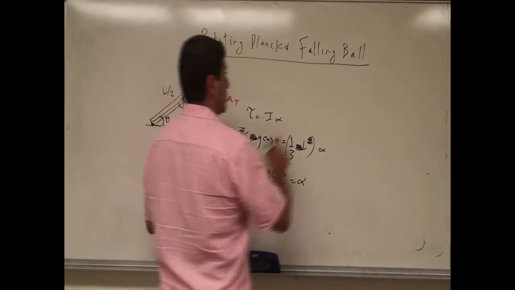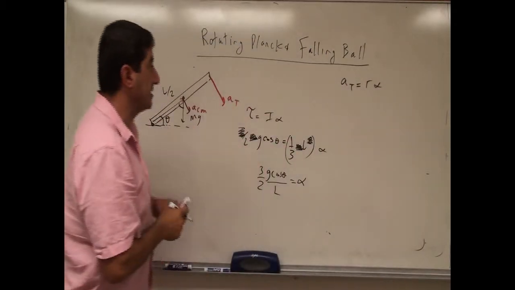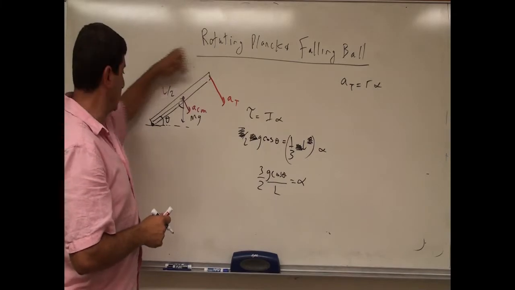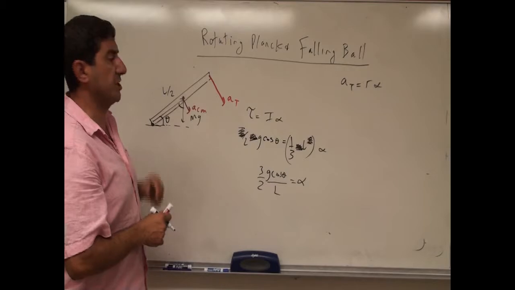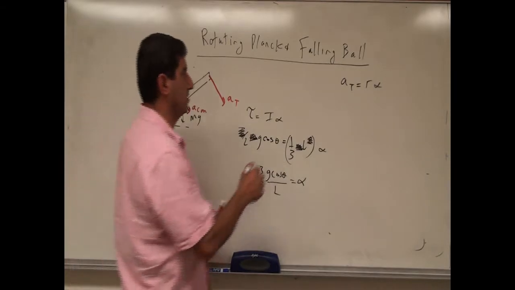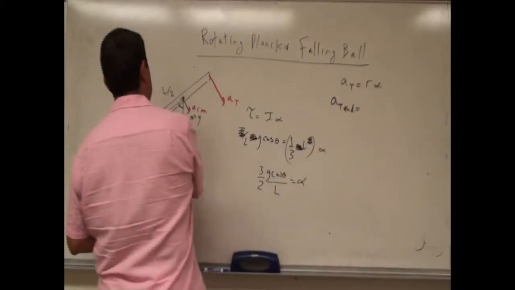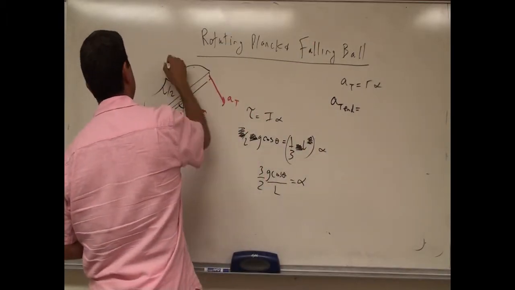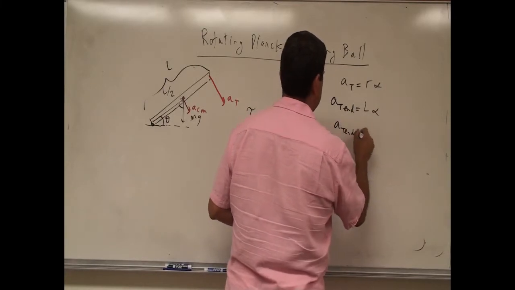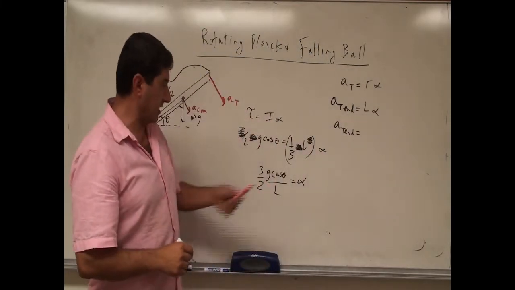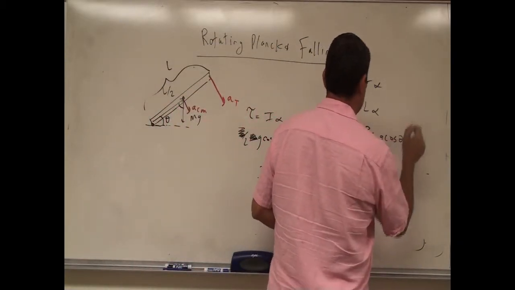So what's the equation? A tangential is equal to r alpha. And what does r mean? R is the distance of that point from the pivot point, right? So what's the tangential acceleration of the end of this rod? A tangential of the end. Since the distance here is equal to L, it's just going to be L alpha. So if I multiply this by L, the L cancels, and it's going to equal 3/2 g cosine theta.